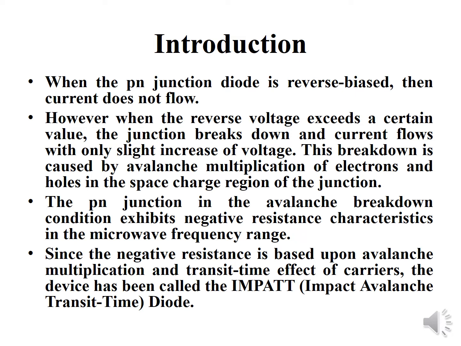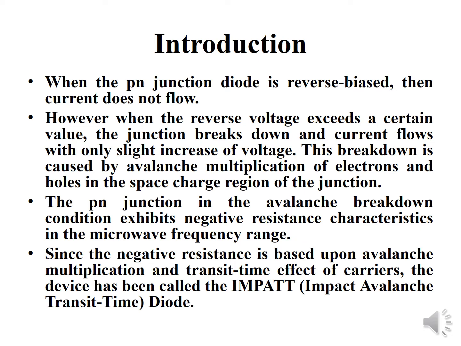So first thing, this particular PN junction diode is reverse biased. When it is reverse biased, the current flow will not be there. When the reverse voltage exceeds a certain voltage, there will be a breakdown in the junction, and the current will increase only slightly as the voltage is increased. This particular breakdown is called avalanche multiplication of electrons and holes in the space charge region of the junction. Similarly, the PN junction is in an avalanche breakdown condition.